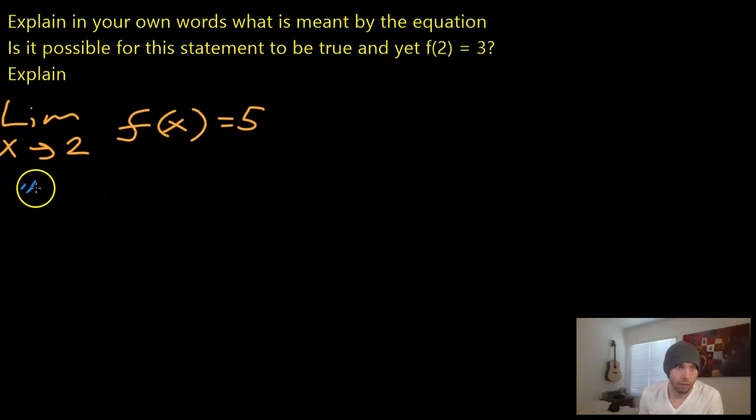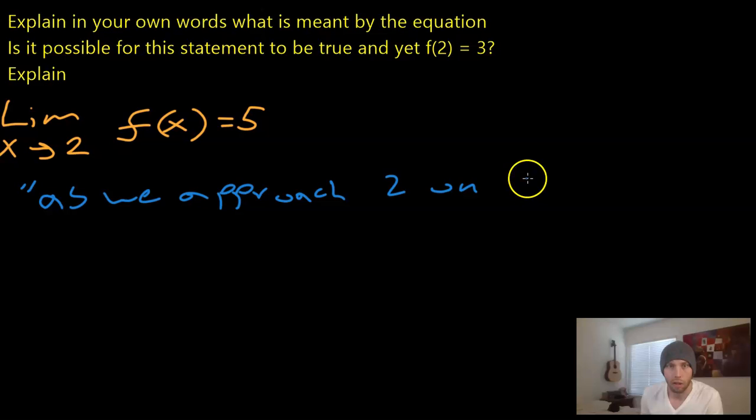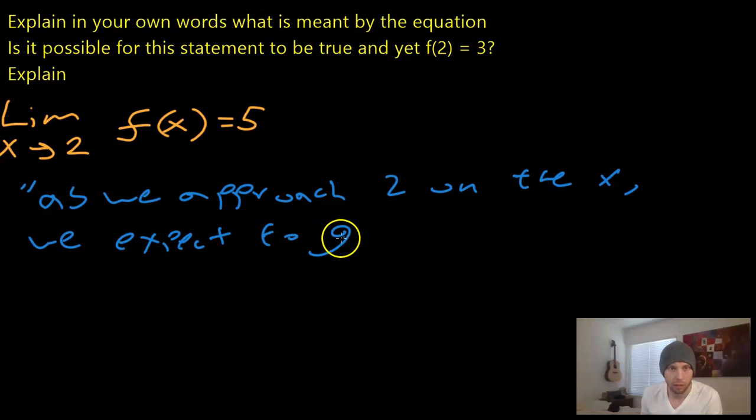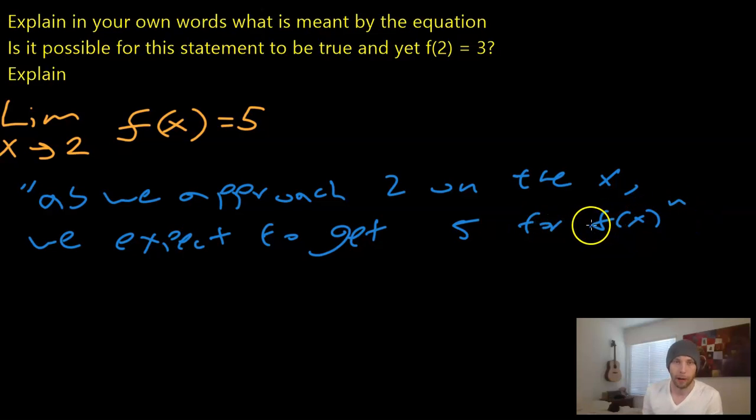So in my own words, I would say that as we approach 2 on the x, we expect to get 5 for f of x. It looks like we're heading that way, right? Now, it's not always the case that we actually get 5. It just looks like we're veering towards it.